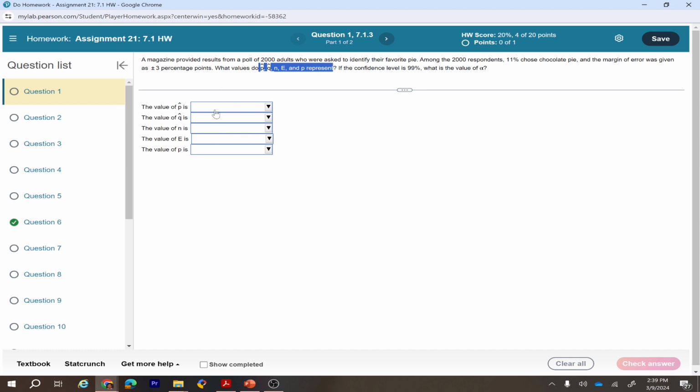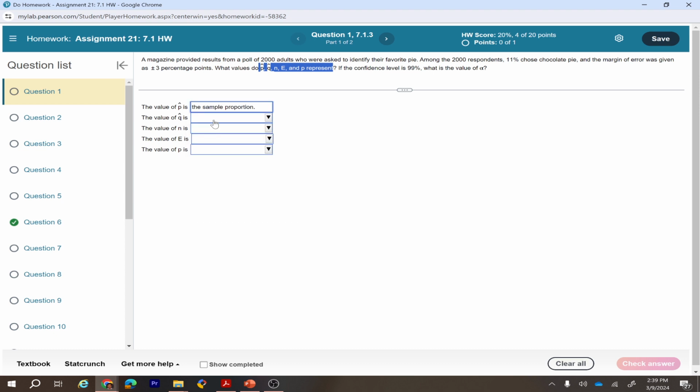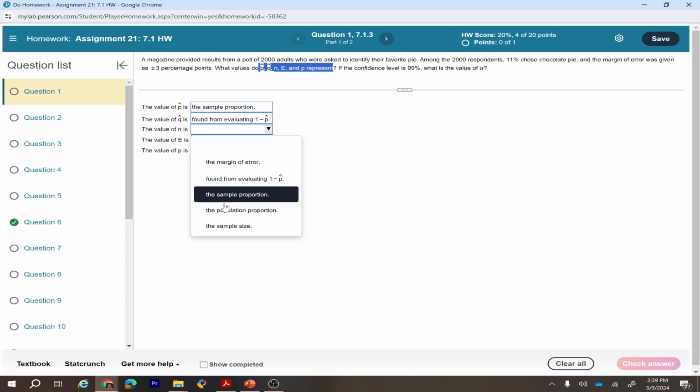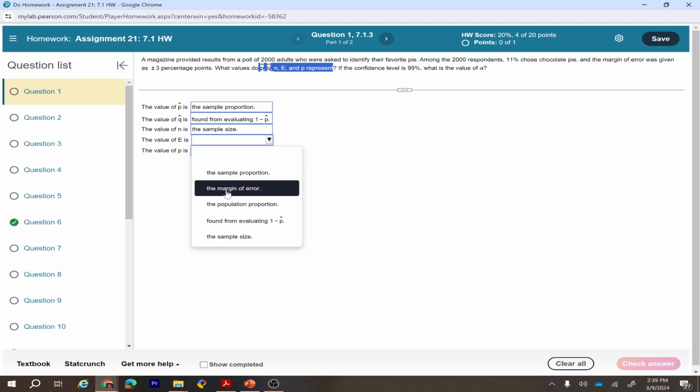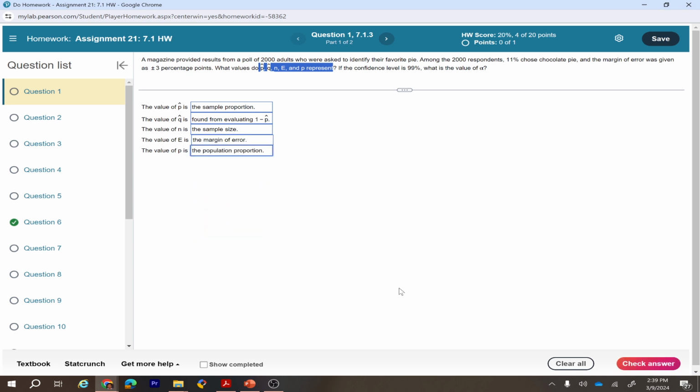So p-hat is the sample proportion. Q-hat is 1 minus the sample proportion. N is the sample size. E is the margin of error. And then p is the population proportion.